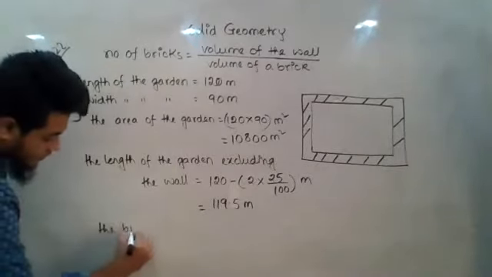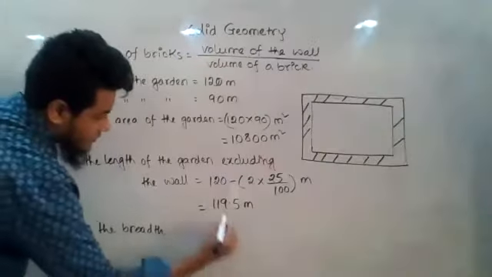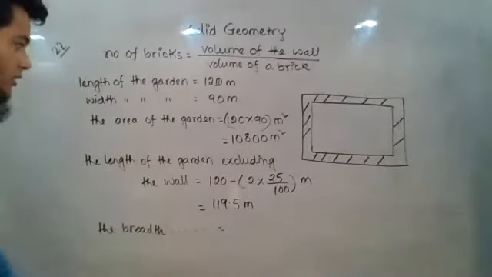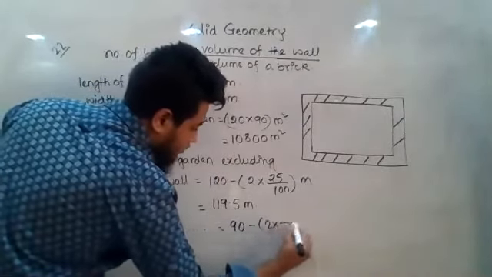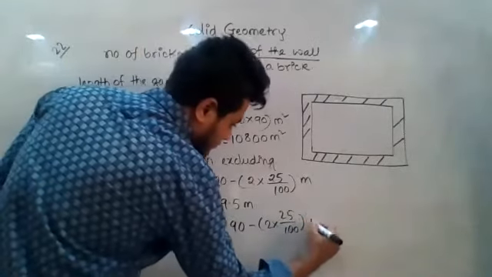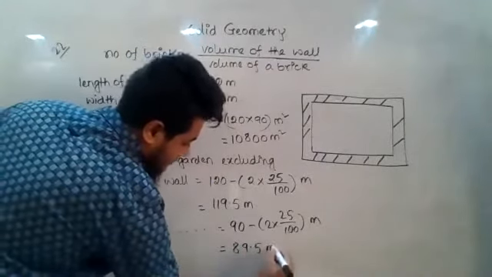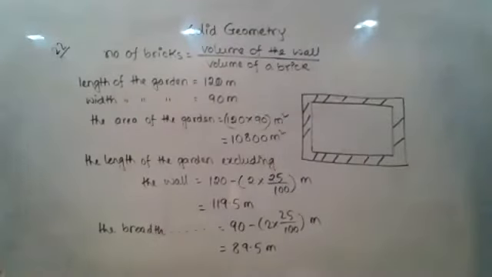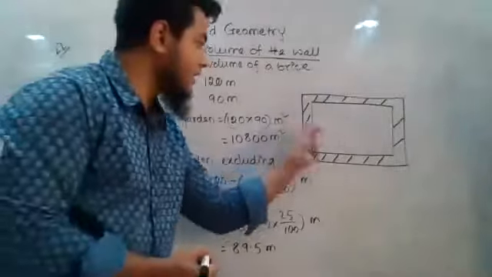In a similar way, you will find the breadth of the garden excluding the wall. The length will be replaced by breadth now. So the breadth is 90 minus 2 into 25 by 100 meter, so it will be 89.5 meter. Kindly check whether these values are correct. Correct. So we have found the inner length and inner breadth.